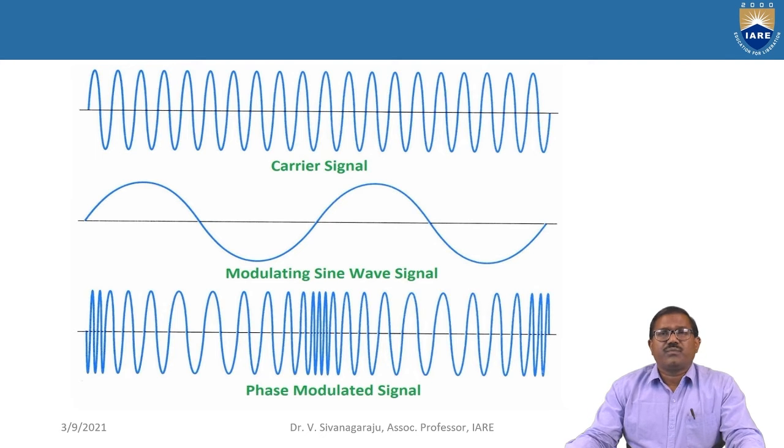This is a picture of the phase modulated signal. In the above, we have the carrier signal. Generally the carrier is a high frequency signal, and the modulating signal is a low frequency signal, which is why it is called the baseband signal. In the below one, we have the resultant phase modulated signal.